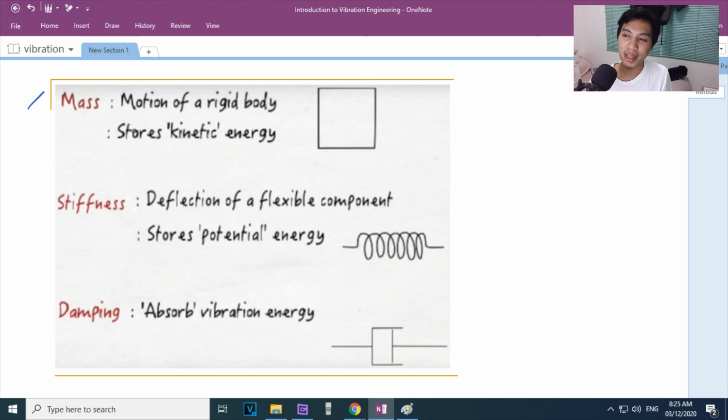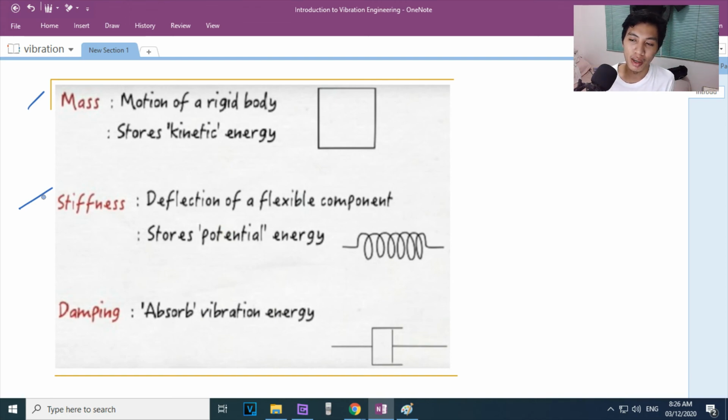And that damping body, like a spring or a shock absorber, will require a stiffness. And going back to your strength of materials, stiffness. Ano ba yan, sir? Yung pagiging matigas? No. That is not the real definition and the required definition of stiffness. Stiffness is the deflection of a flexible component. It stores potential energy. Kasi yung potential energy na yan, at rest. It is an energy at rest.